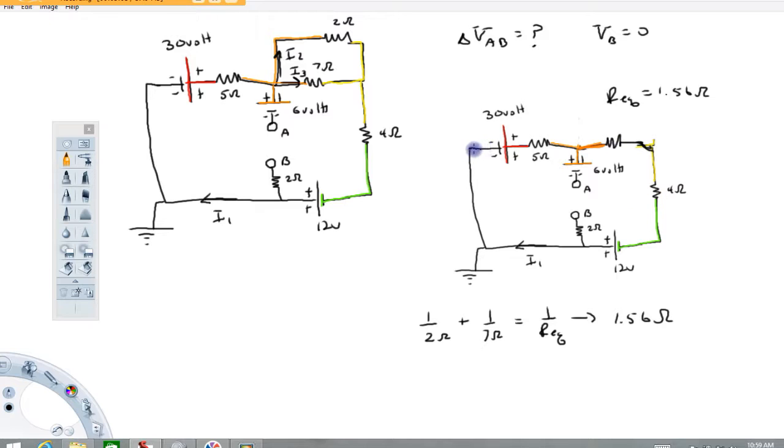If I start here and I go around clockwise, I'm going to have plus 30, and I'm going to leave my units off. They're all consistent. Then we're going to drop in potential by an amount 5i, and again, that's IR. I just think it sounds better to write 5i than I times 5. Here we're going to drop in potential by an amount 1.56i. Now we're to the yellow. Here we're going to drop in potential by an amount 4i.